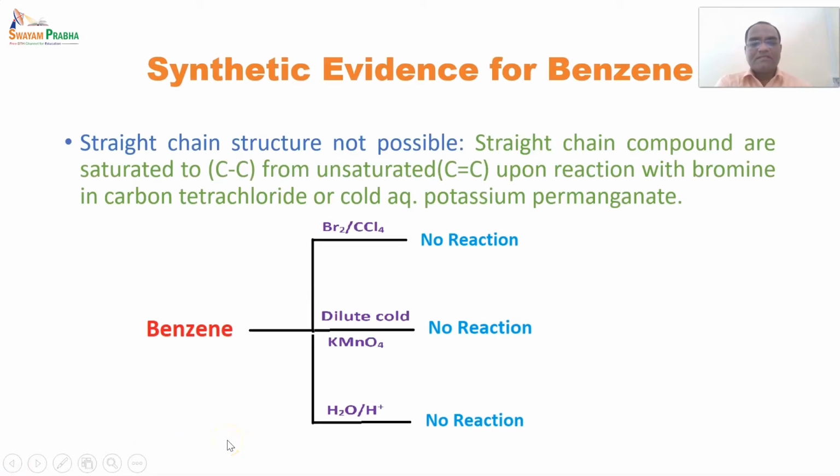So from this, it is indicating that the compound is not a straight chain structure and it is cyclic in structure. Actually, it does not prove that it is cyclic, but it proves that it is not a straight chain one, because if it were a straight chain one, all these reactions would have happened, but there are no reactions, so it is not a straight chain structure. So this is one piece of evidence showing that it is a cyclic structure.